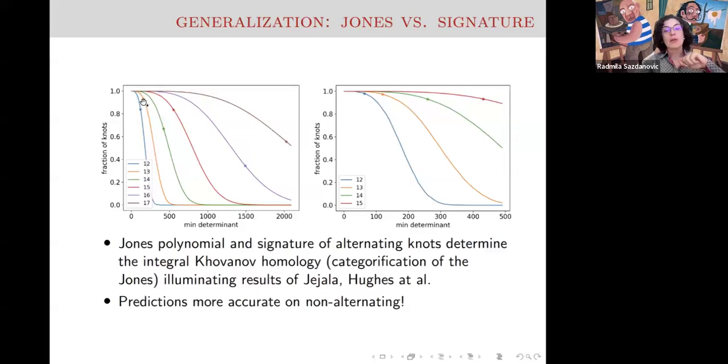But anyway, the idea is that we have these jumps based on the parity of the number of crossings, because this is for 12 crossings, 13, and so on. You can see that it's declining. But what's really interesting is that the predictions are more accurate on non-alternating knots than alternating knots. Again, that's just for the specialists in the audience.